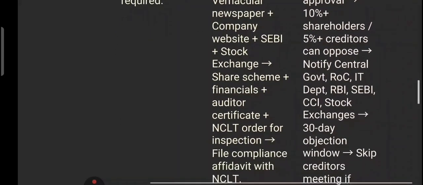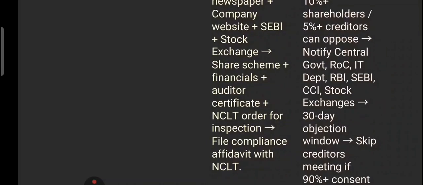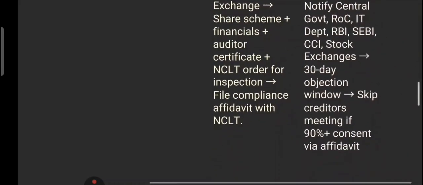Notify the central government, ROC, IT department, RBI, CCI. There is a 30-day objection window. Skip the creditor meeting if 90% plus consent is obtained via affidavit.